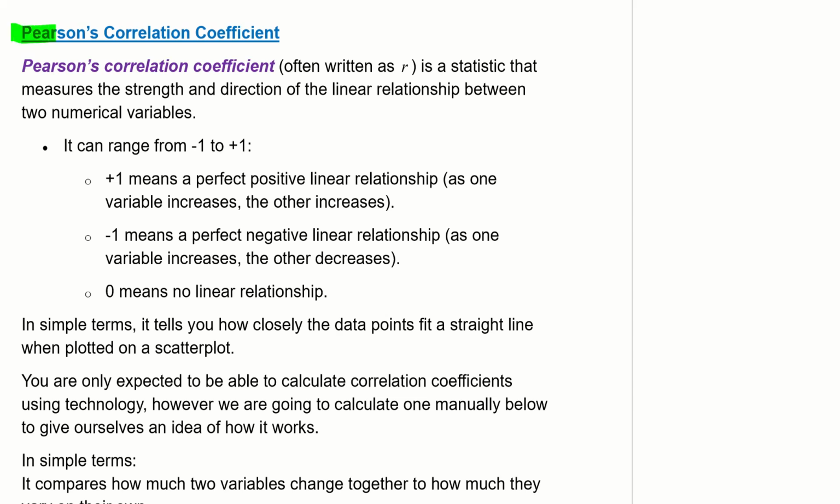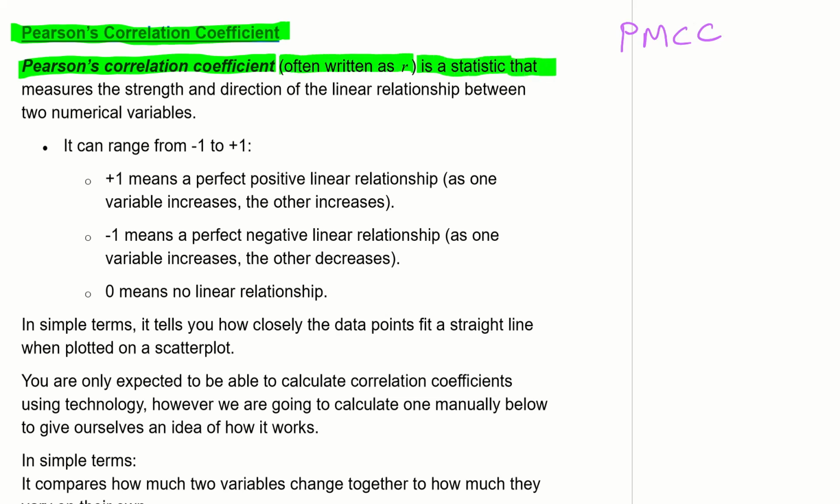So we're going to look at Pearson's correlation coefficient, or as it's more widely known, Pearson's product moment correlation coefficient. And we're going to restate some of the stuff we did in the intro, but also look at how this is calculated and what it means. So Pearson's correlation coefficient, often written as R, is a statistic that measures the strength and direction of the linear relationship between two numerical variables.